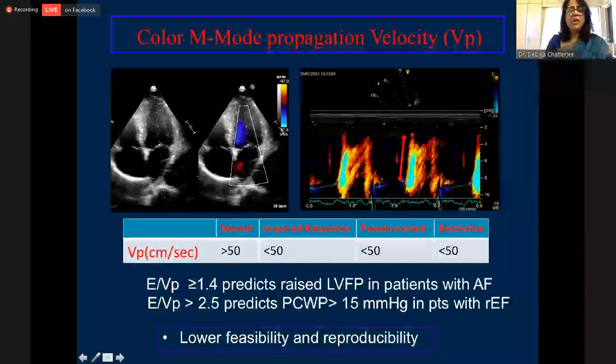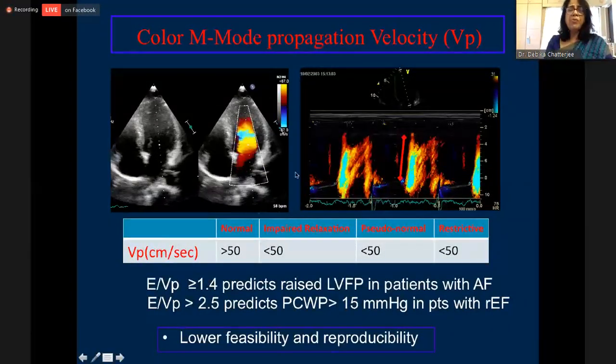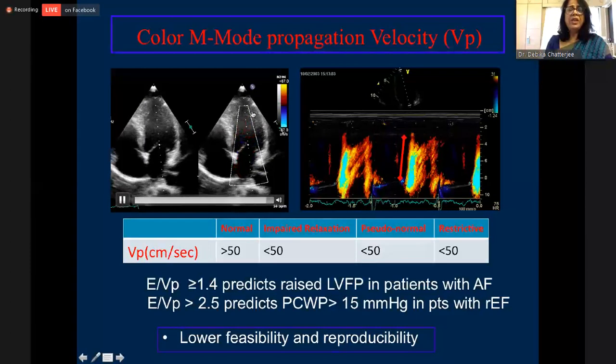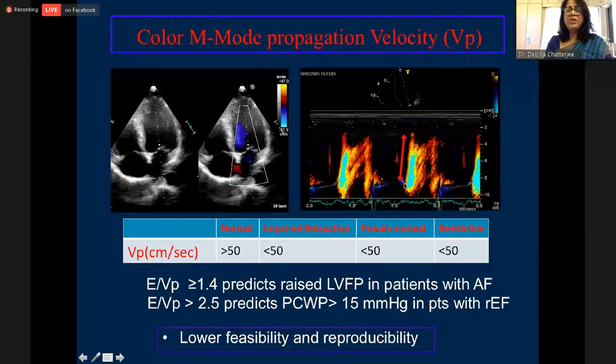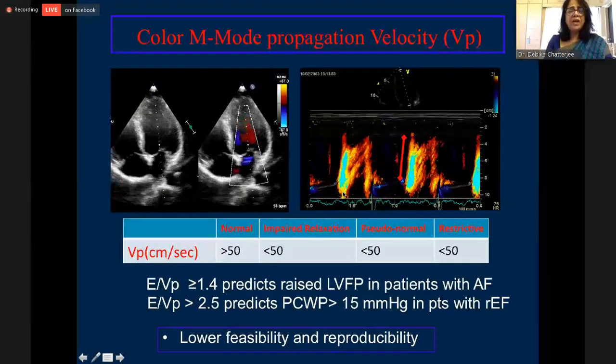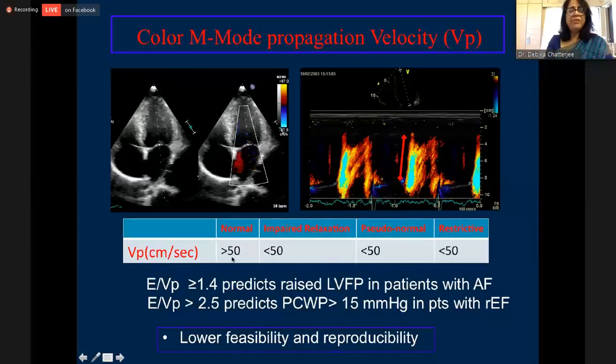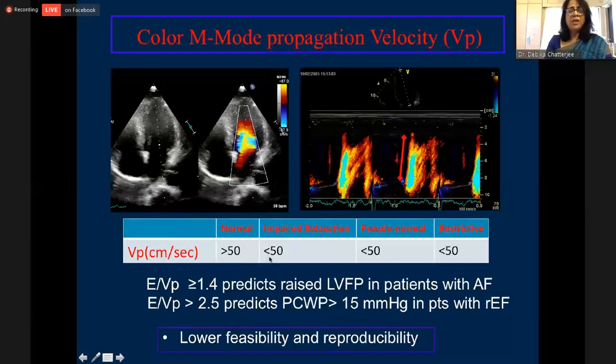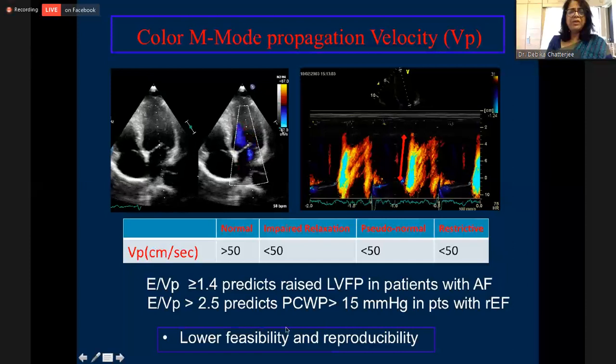We can also use the mitral M mode propagation velocity by doing M mode at the mitral inflow and measuring the slope from the mitral valve level till 4 centimeter depth. If the value is more than 50 centimeter per second, it is normal. In diastolic dysfunction, it is less than 50. And E by Vp more than 1.4 predicts the raised LV filling pressure in patients with atrial fibrillation. But we should remember it has got a lower feasibility and reproducibility.